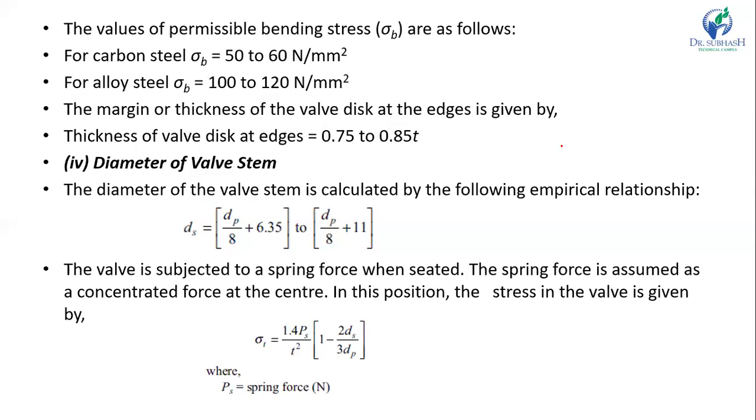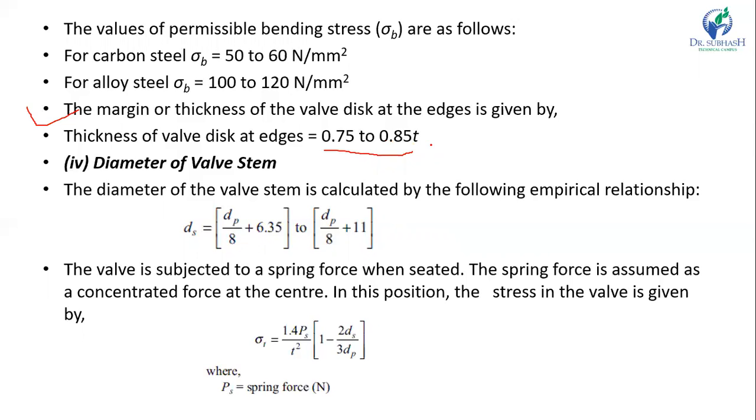Okay, so the value of the permissible bending stress sigma B for carbon steel is 50 to 60 Newton per mm square, and for alloy steel, sigma B is 100 to 120 Newton per mm square. The margin or the thickness of the valve disc at the edge is given by 0.75 to 0.85 T. The thickness of the valve disc is 0.75 to 0.85 T.